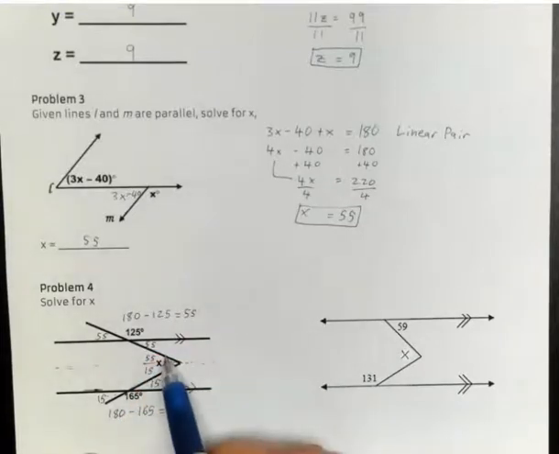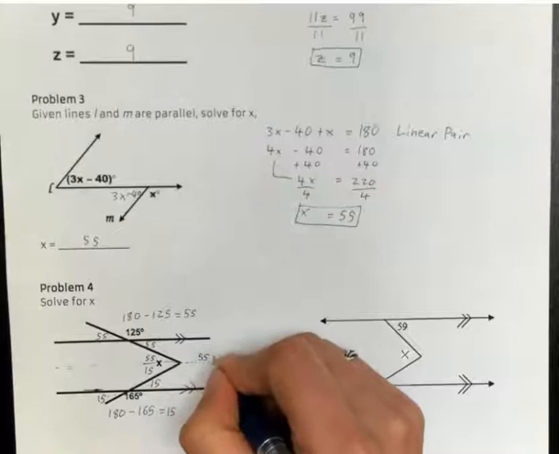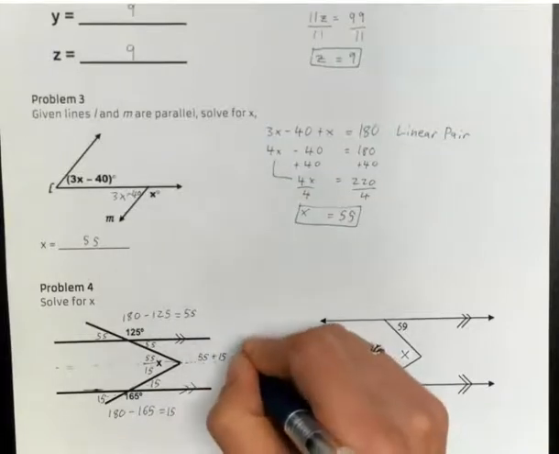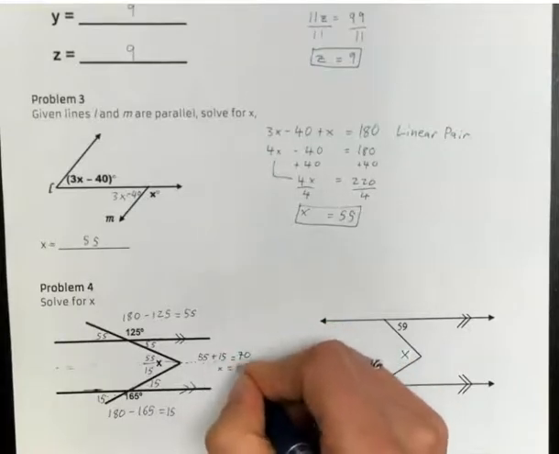So now that means this x is made up of this 55 and the 15. So 55 plus 15 is equal to 70. So x is equal to 70.